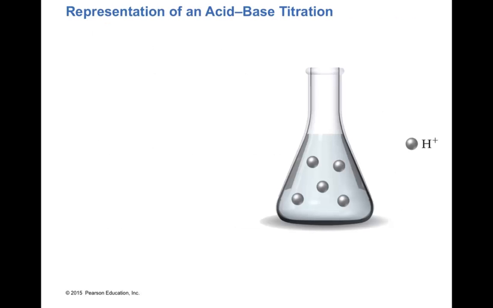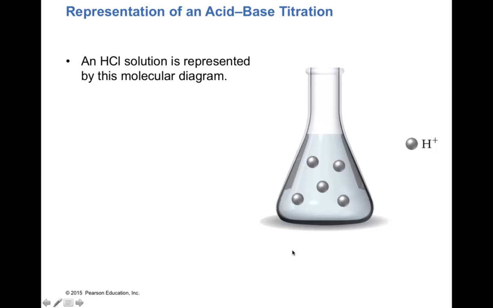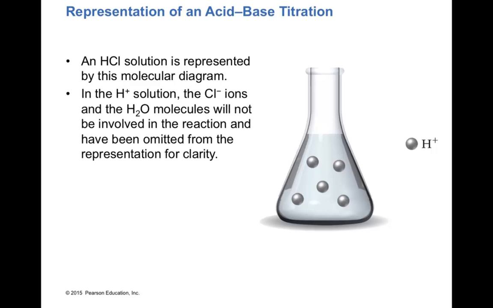Let's see an example. This is a representation of an acid-base titration. Here we have H+ protons in solution. This is an acidic solution, and the hydrochloric acid solution is represented by this molecular diagram. In the proton solution, or acidic solution, the chloride ions and the water molecules will not be involved in the reaction and have been omitted from the representation for clarity. So here we're not showing the water, nor the counterion of H+, which is the chloride ion.